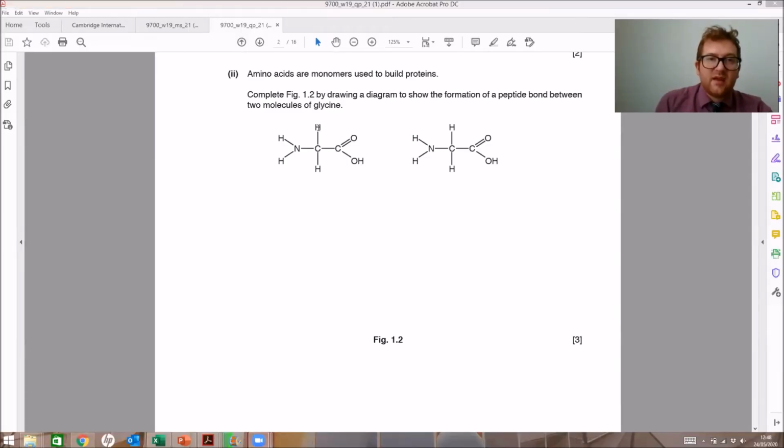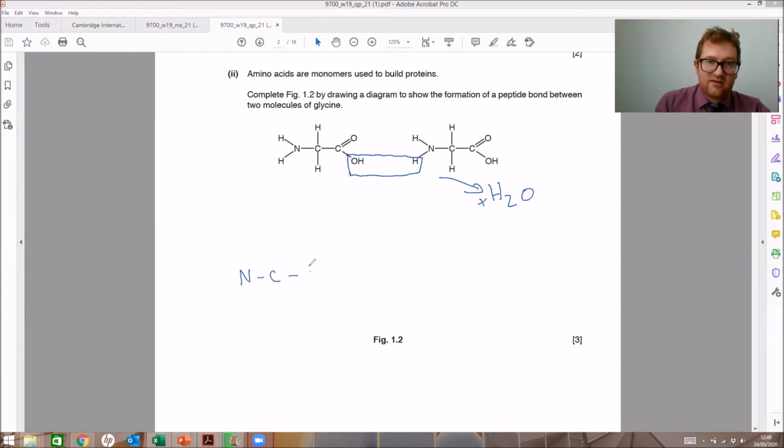Question part 2i. Amino acids are monomers used to build proteins. Okay. Complete figure 1.2 by drawing a diagram to show the formation of a peptide bond between the 2 molecules of glycine. Okay. So if you remember, you should understand that the bond will take place between the hydroxyl group and the H of the amine group. Okay. And that water is a product in this reaction. Okay, so water is expelled from this reaction as plus water as an additional product. Okay, so what you do then is just draw the rest of the diagram to illustrate the full marks.